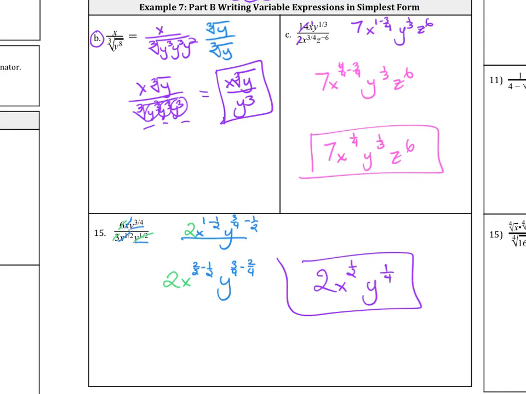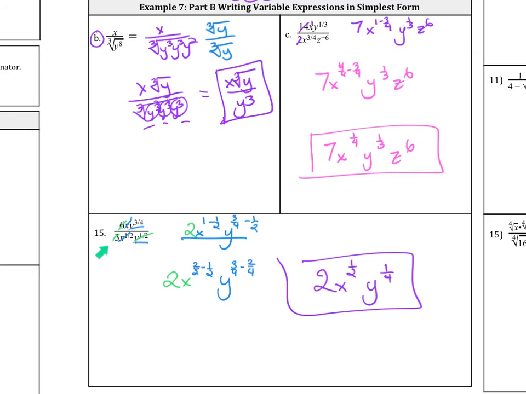For letter C, you would subtract the exponents. So for x, you would do x to the 1 minus 3/4, and then y to the 1/3 is by itself. z to the negative 6 just moves to the numerator. So really all we have to simplify is this first one here. 1 minus 3/4: we want to change 1 to a common denominator, so it's 4 over 4. So this is 4 over 4 minus 3/4, therefore it's x to the 1/4, y to the 1/3, z to the 6.